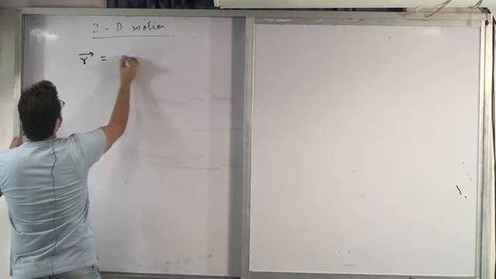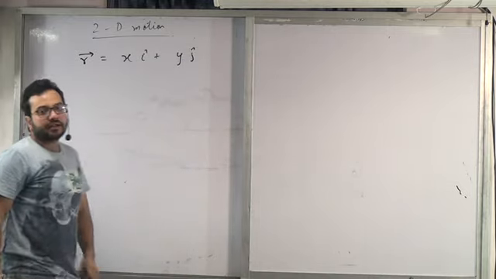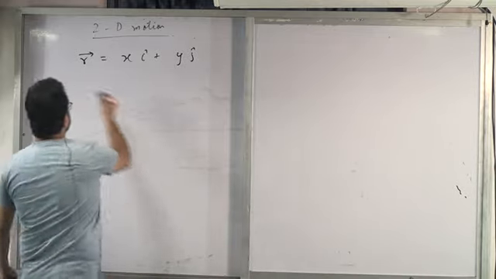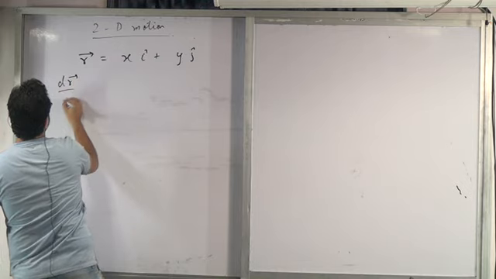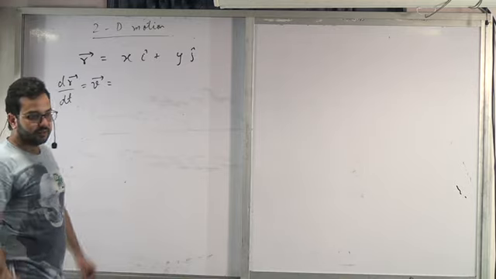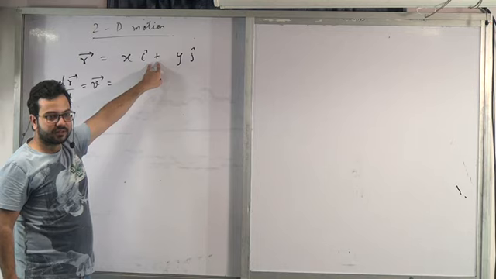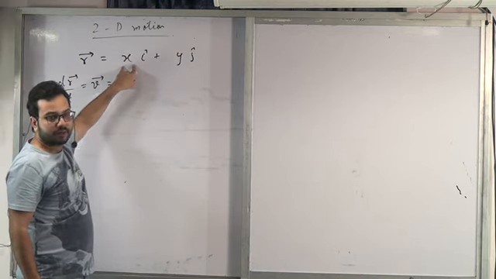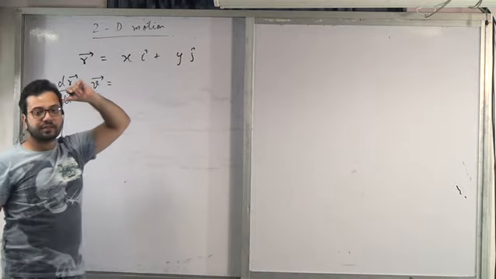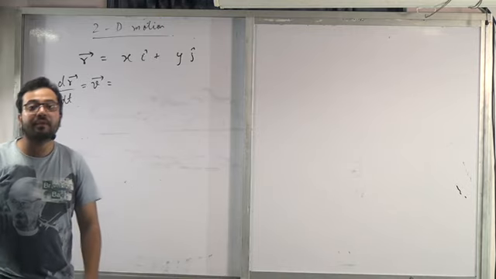If I'm dealing with 2 dimensions, can I write the position vector as xi plus yj, where x and y are the x coordinate and y coordinate? What if I differentiate position with respect to time? What should I get? Should I get velocity? Now I'm differentiating these 2. They are separated by a plus sign. So that will be the differential of x into i, and that will be the differential of y into j. What is the differential of x with respect to time? What is dx by dt? That will be the velocity.